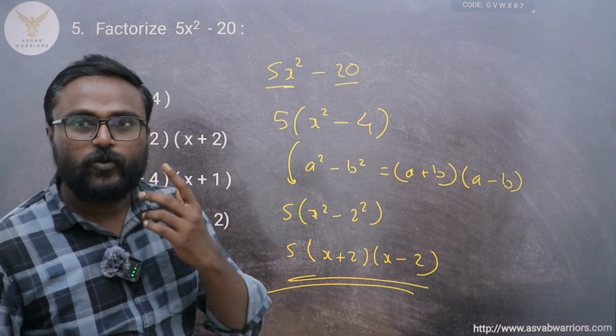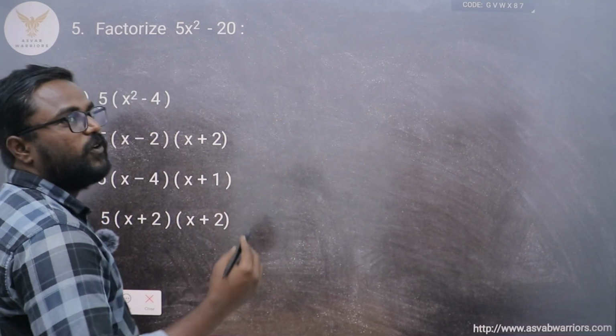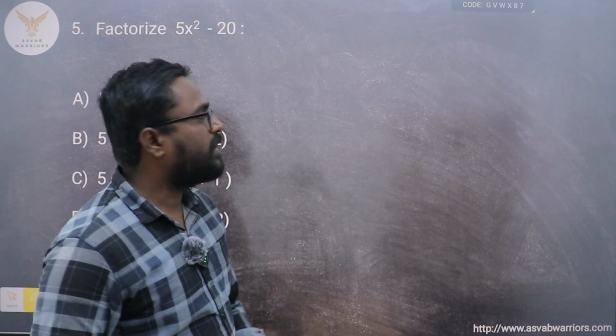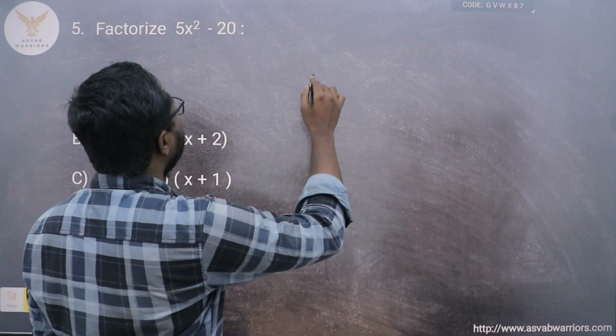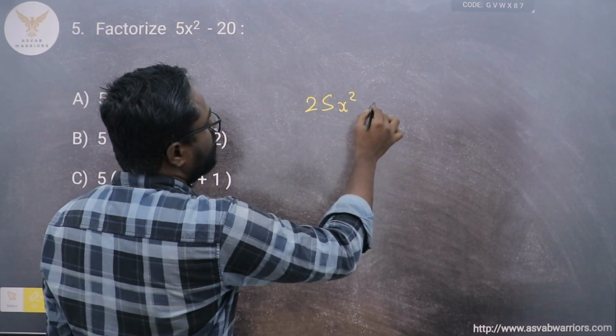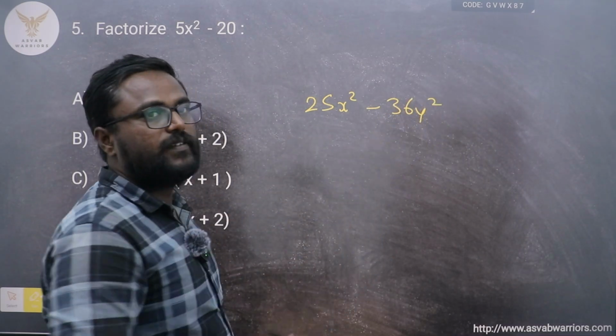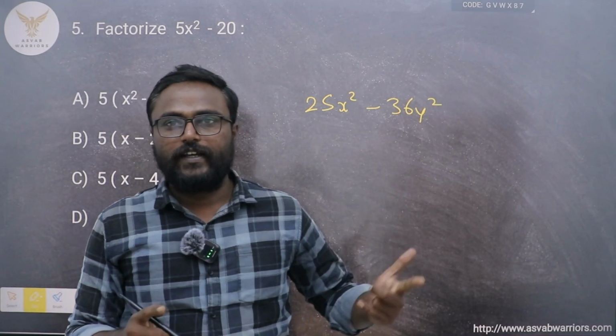Now I want you to solve one question on your own, and then write down the answer in the comment box. The question says 25x square minus 36y square. Just give me the answer to this question in the comment box.